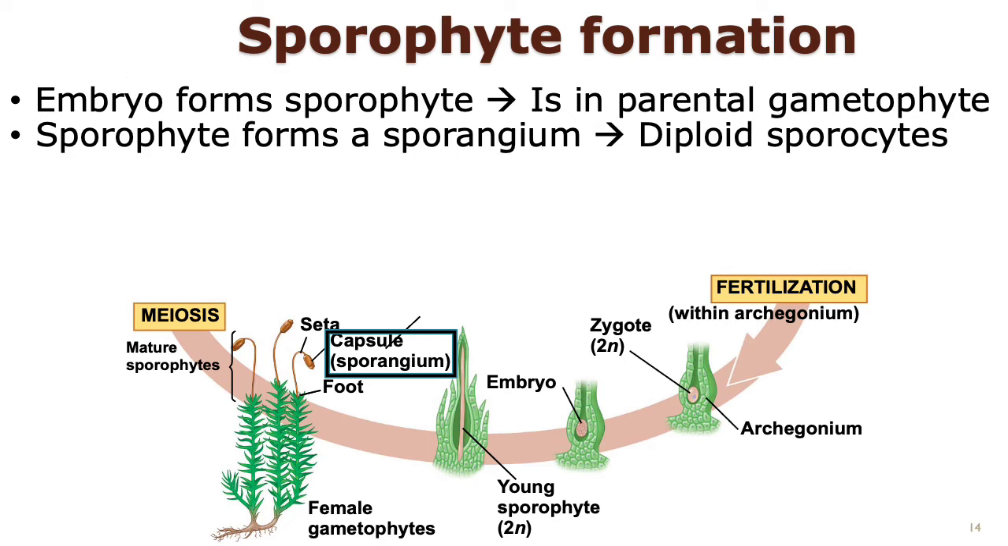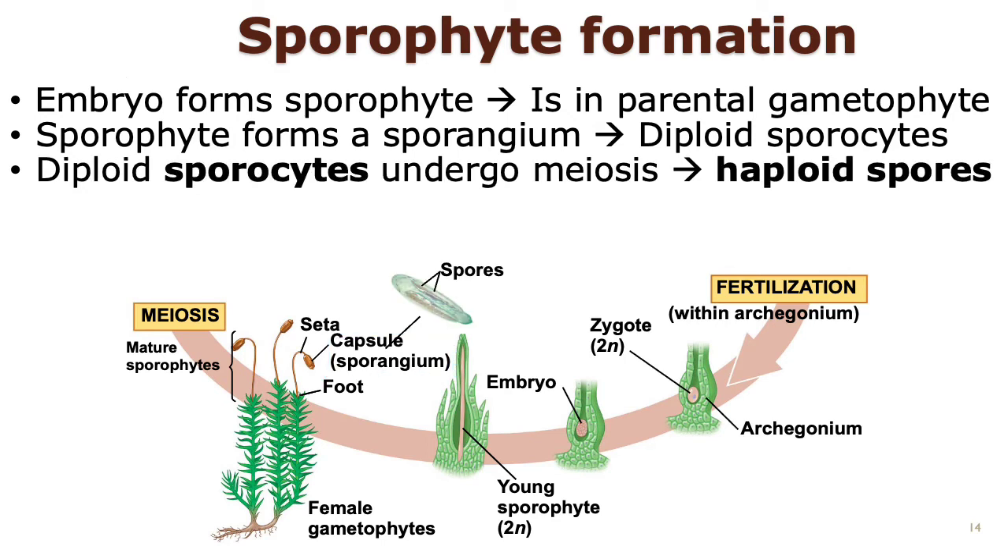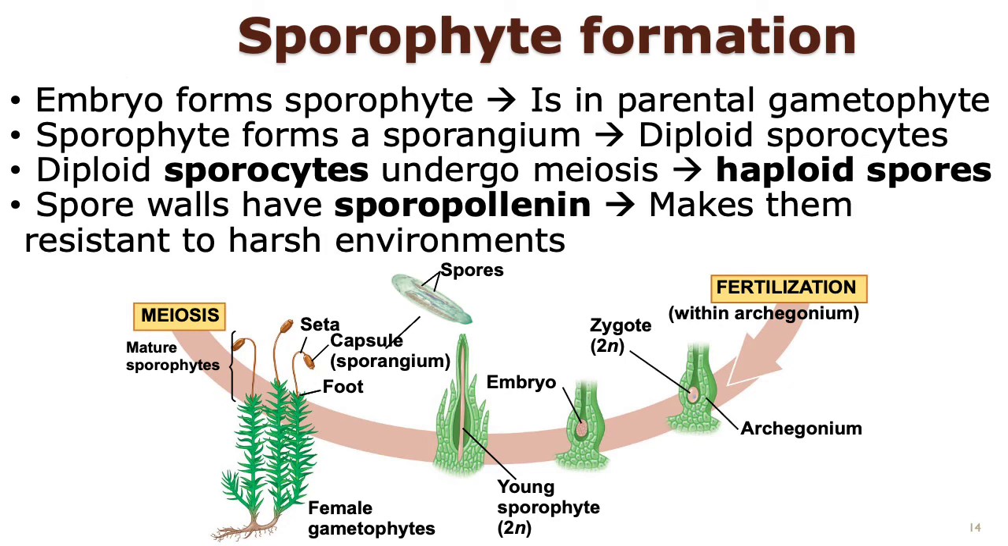So the sporophyte forms a capsule that's also called a sporangium. In the sporangium, you have diploid sporocytes that undergo meiosis to form haploid spores. And so now we've ended up once again with a haploid cell within this sporangium. These spores, which are haploid, have spore walls made of sporopollenin, which makes them resistant to harsh environments. And once this development is complete, at some point these spores can be liberated.